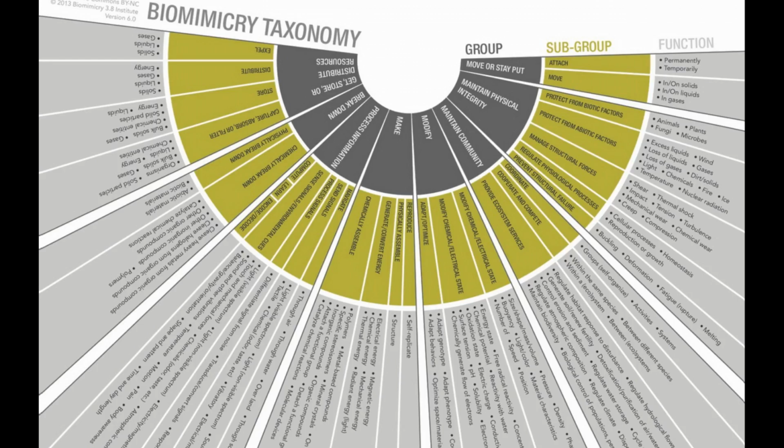The biomimicry taxonomy is a tool you can use to help identify function. You may also use it during field observations or refer to it later as you research your organism.